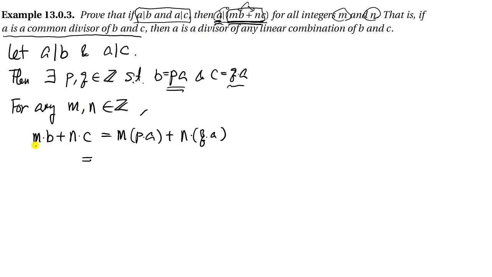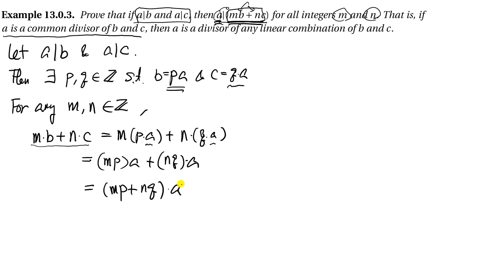Our goal is looking for the relation between that number and A, right? So let's just separate this A from there. So mP times A plus nQ times A, and we can change that to mP plus nQ, times A. So this number, this is another number, equals that number times A.